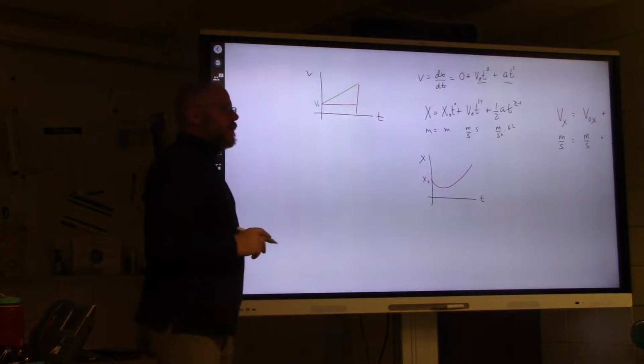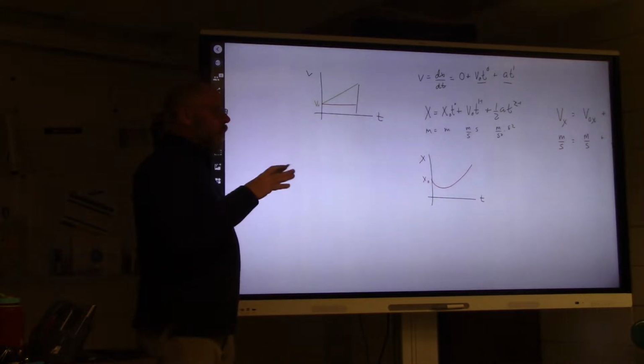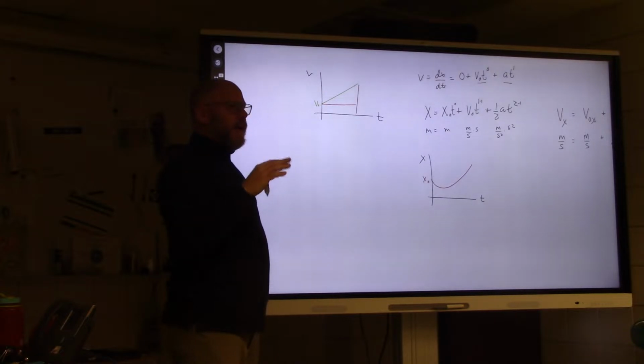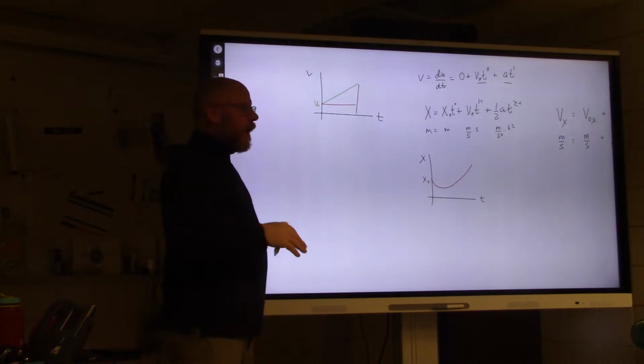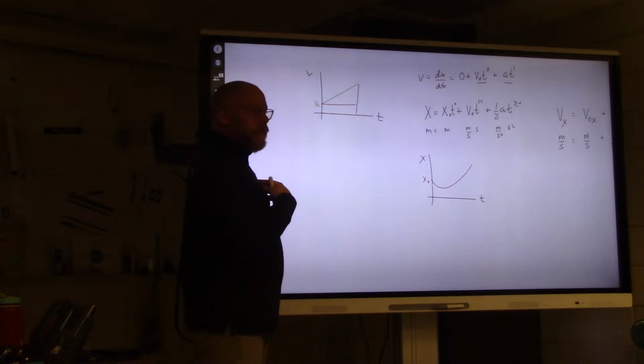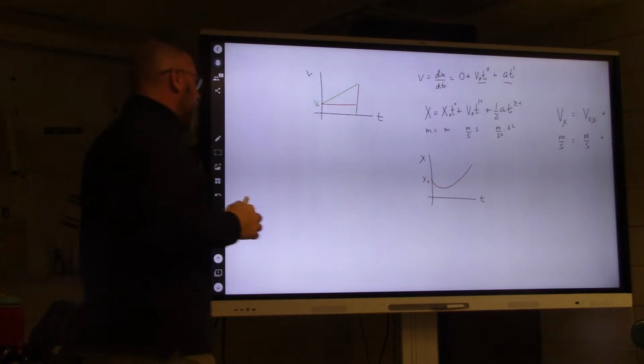So when I look at this, how am I going to figure out what the area is? I see two shapes, right? What are the two shapes that I'm seeing? A rectangle and a triangle.